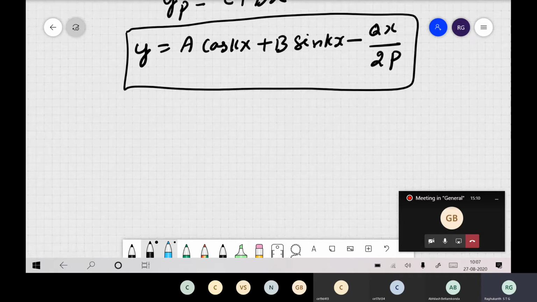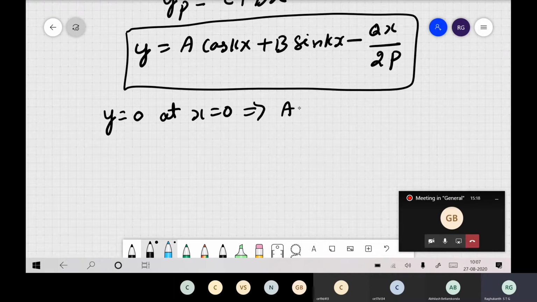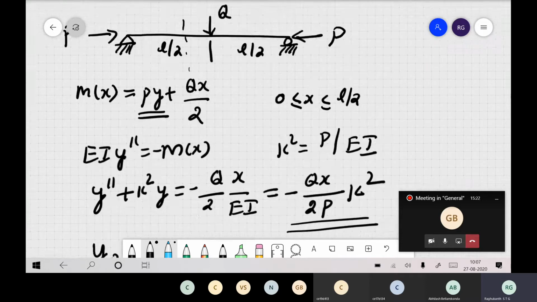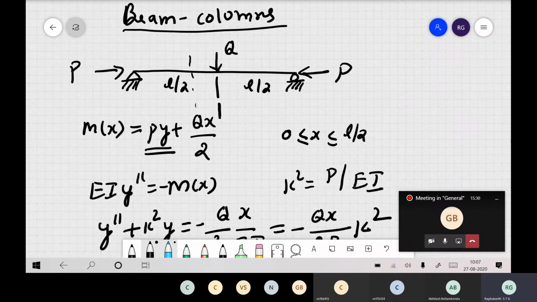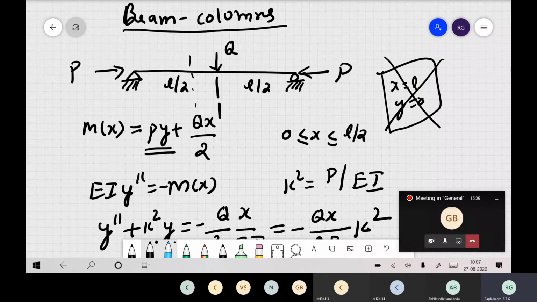Now we have to find out these constants. Our boundary conditions are y is equal to 0 at x is equal to 0. So this means A becomes 0. Another boundary condition we use is because of symmetry, so at this place your slope is equal to 0. Now you can't use the boundary condition that at x is equal to L, y is equal to 0. That is not allowed. What is the reason? Can you use it here?